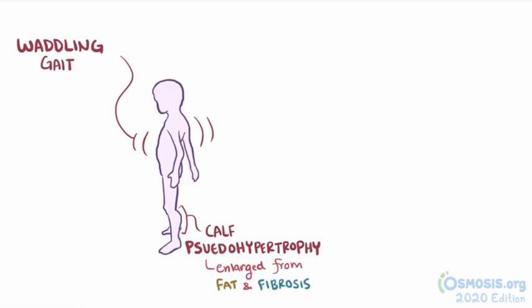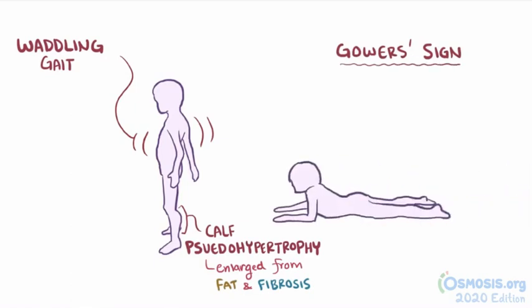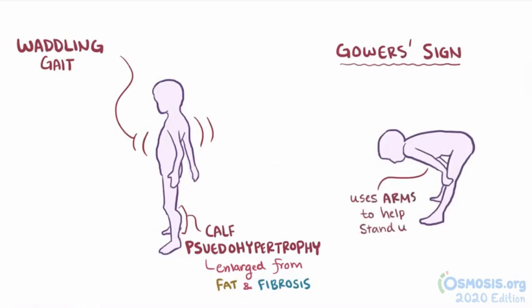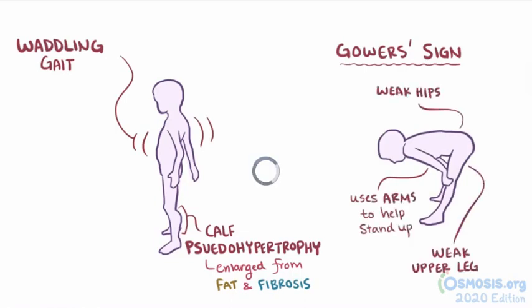Another classic sign of Duchenne muscular dystrophy is Gower's sign, where if a child's lying down flat on their stomach, they'll try to slowly stand up with the help of their arms, because of weak muscles around the hips and the upper legs.